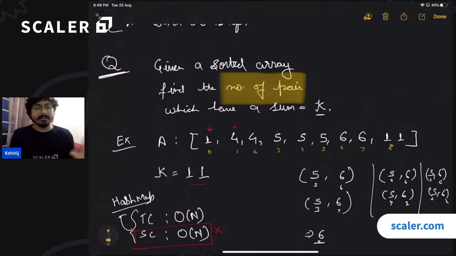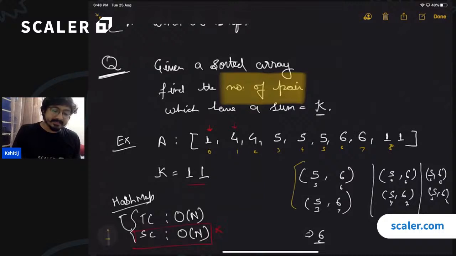This is not a binary question, right? You have to return the total number of pairs. In this case, we had to return 6. 6 was the answer in this case. How do you return 6 if you are just returning true?